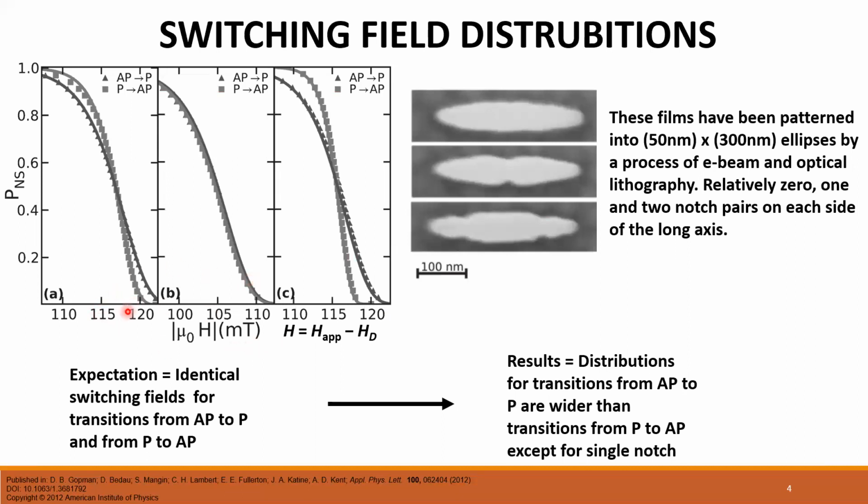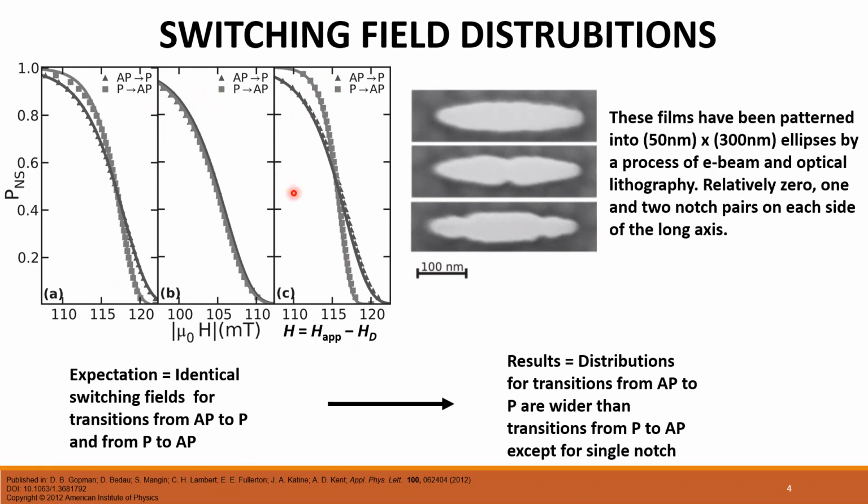These measurements were repeated for different lateral geometries at room temperature. The pillars have been patterned into 50 nanometer by 300 nanometer ellipses by a process of e-beam and optical lithography. Respectively 0, 1, and 2 notch pairs on each side of the long axis were removed from the ellipses. The first graph is for no notch, the second graph is for single notch, and the third graph is for double notch.